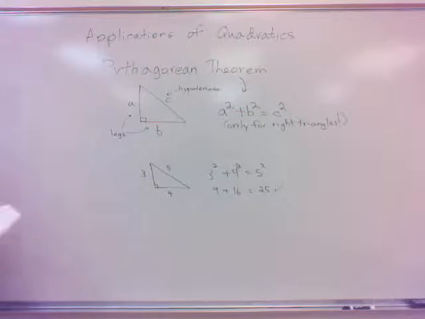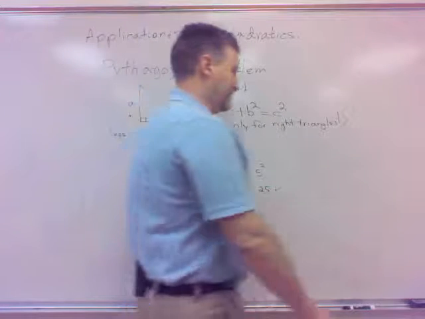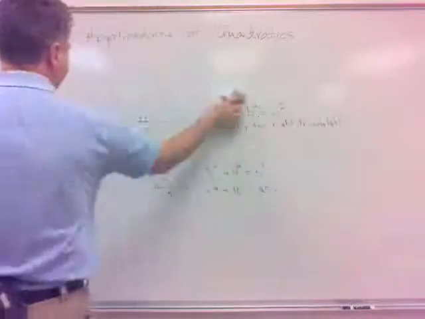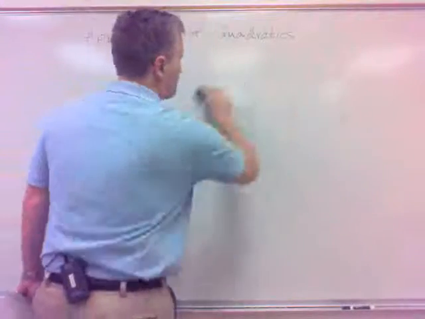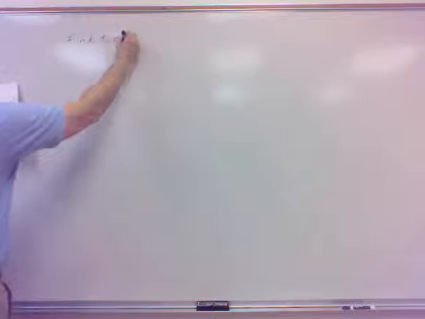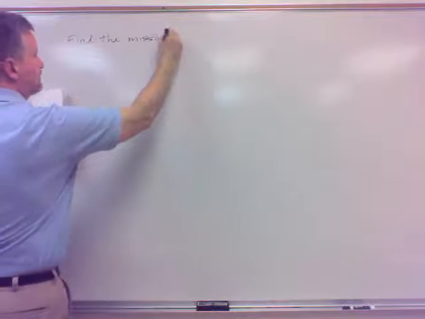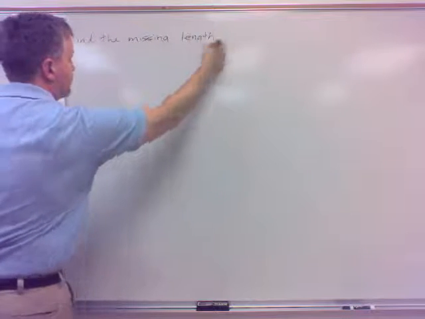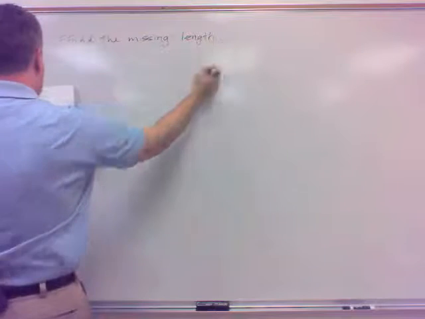Now, the problems we'll do on these are ones with missing sides, of course. That's where the application of it comes in. All right, so number one of application quadratics. Find the missing link. And it will be here.